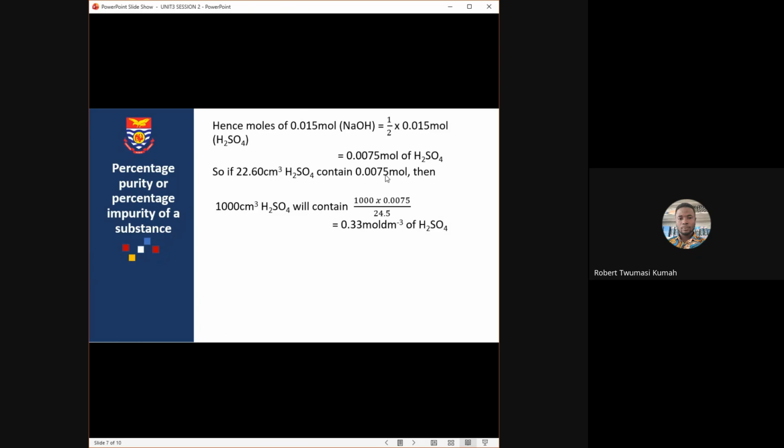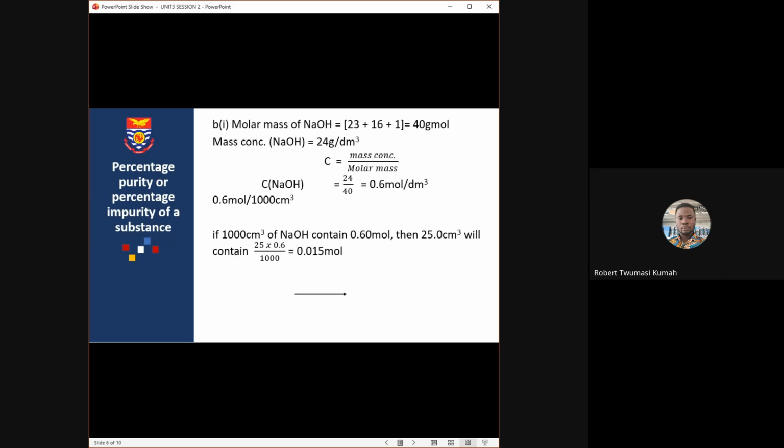Good. So, if this is the moles contained in the average titer, which is just a portion of the 1000 cubic centimeters, it was 22.6. So if 22.6 contains 0.0075, then what about the whole of that 1000 cubic centimeters from which we took the 22.6? It means that one is going to contain 0.33. So this is the concentration of the sulfuric acid. So not the whole of that solution was sulfuric acid.